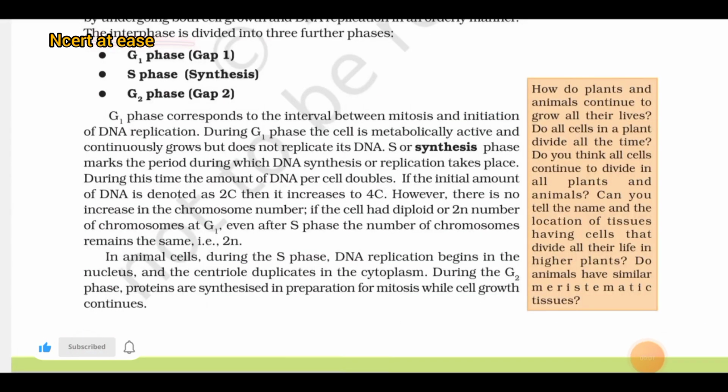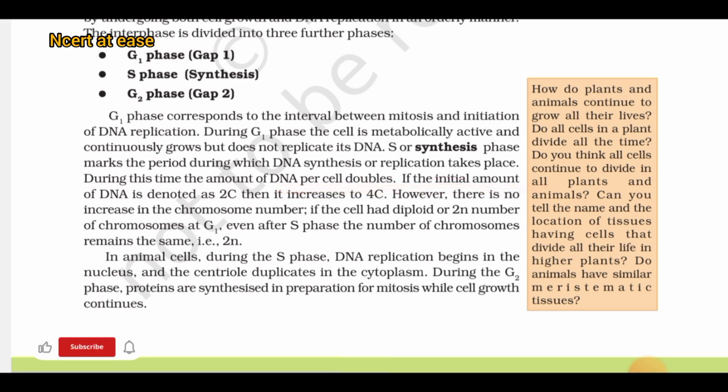The interphase is divided into three further phases: G1 phase, S phase, G2 phase. G1 phase corresponds to the interval between mitosis and initiation of DNA replication. During G1 phase, the cell is metabolically active and continuously grows but does not replicate its DNA. S or synthesis phase marks the period during which DNA synthesis or replication takes place. During this time, the amount of DNA per cell doubles.